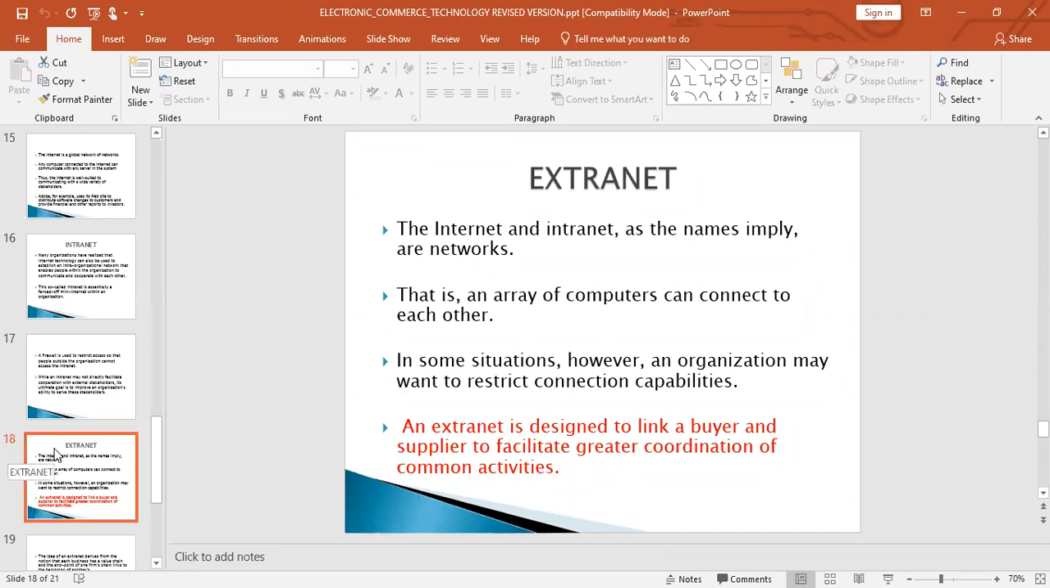Now we move on to the third topology, which is the extranet. The extranet operates a bit differently from the intranet. We've seen that the internet means global access. Everybody can have access. That is the internet. The intranet means intra-organizational, which means only some defined group of people has access.